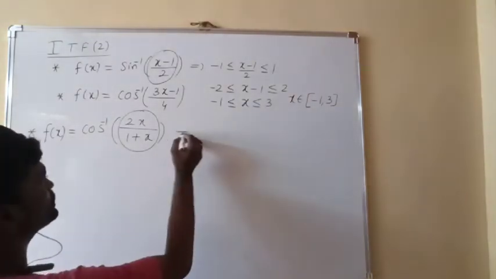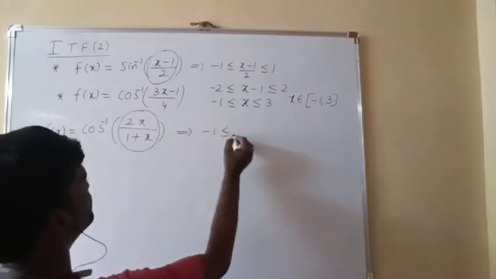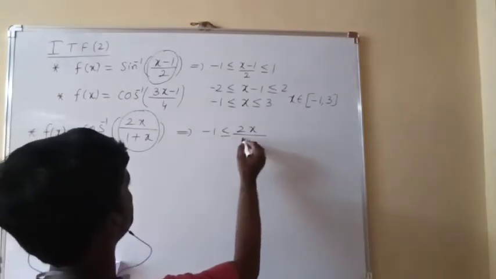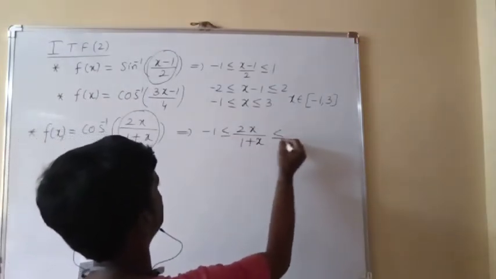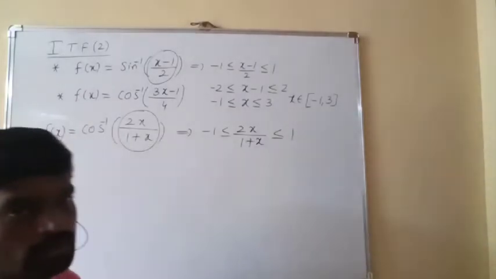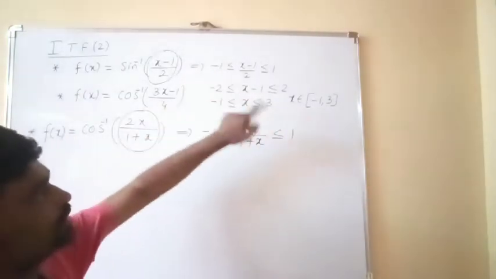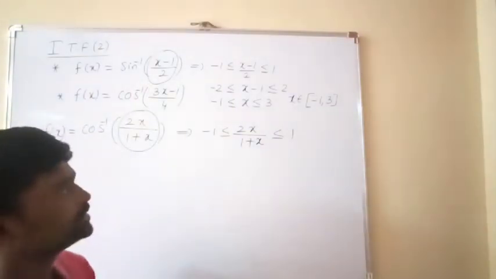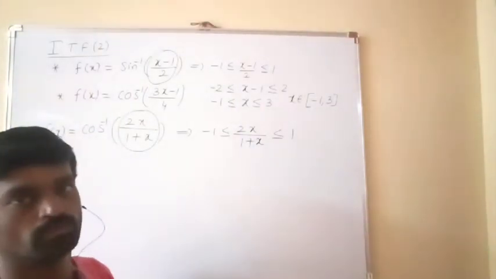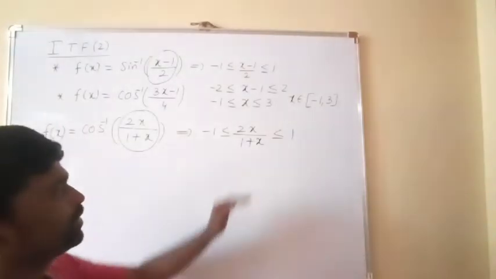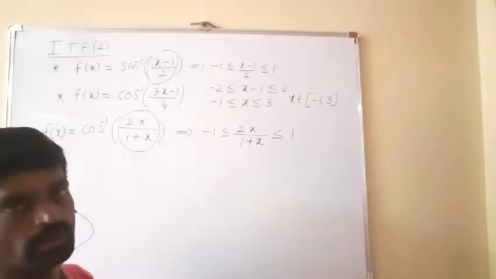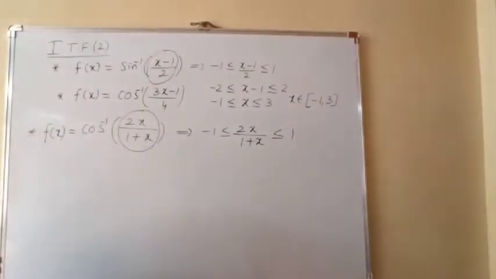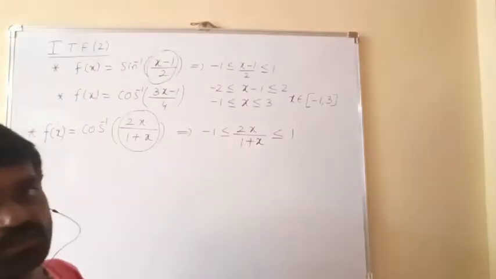plus 1. So this implies that minus 1 is less than or equal to 2x by 1 plus x, less than or equal to 1. Here, just like the above problem, we can't cross multiply by 1 plus x. Why? Because your 1 plus x may be positive or negative, we don't know that. So that's why you can't cross multiply by 1 plus x. Okay? So then how to solve this kind of problems, this kind of inequalities?